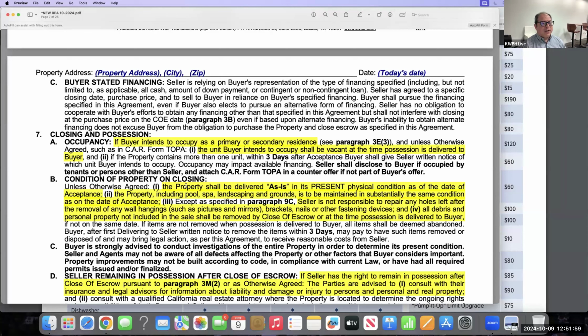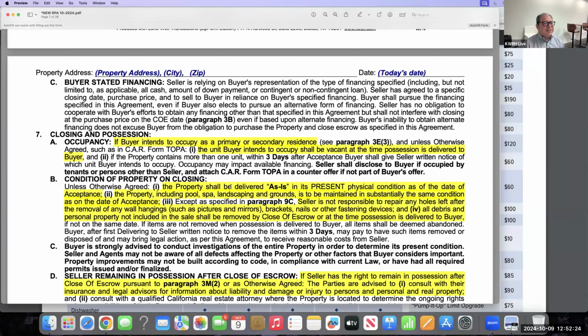Okay, so condition of property on closing. Here is the as-is clause. Sometimes you're going to write an offer and the listing agent is going to give you a counter offer that says, as is, no request for credit will be honored, seller's not paying it. And your buyer's like, what the heck is this? You say to your buyer, don't worry, all contracts are as is.